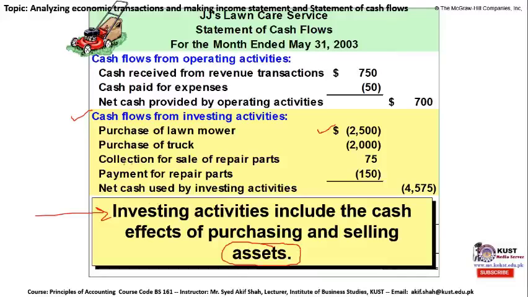However, we can also see collection for sale of repair parts. When the company has sold a certain amount of assets and received cash, then the company, or the accountant, is required to mention that cash inflow in the investing activities.